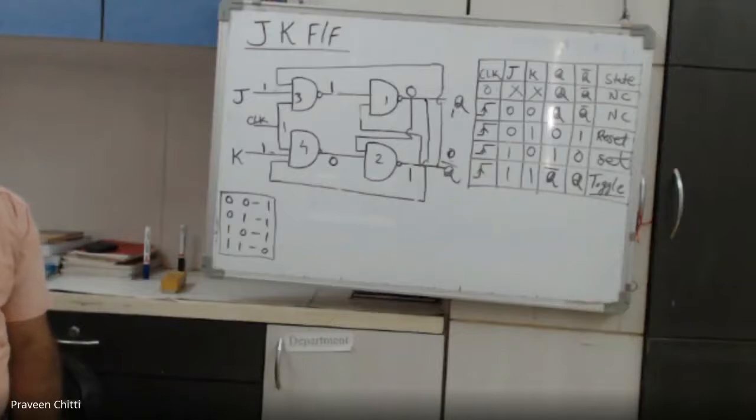Obviously, the JK flip-flop has eliminated the forbidden state of the SR flip-flop, and that forbidden state itself is converted into the toggle state. So toggle state means the output will be the complement of the previous output. If the previous value of Q is 0, you will get the new value as 1, and if the previous value is 1, you get the new output as 0. Hence, the JK flip-flop eliminates what? The forbidden state of the SR flip-flop. And that is the operation of the JK flip-flop for you.